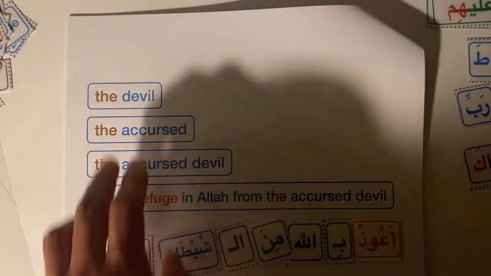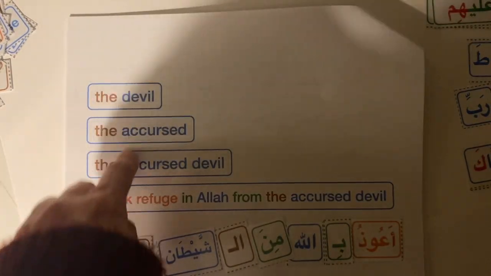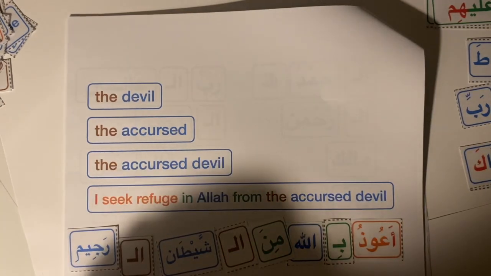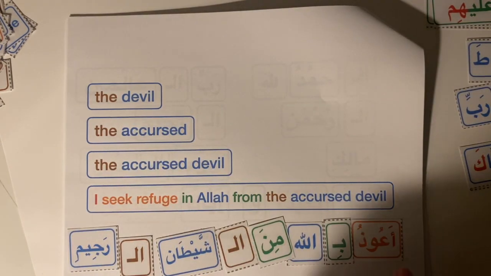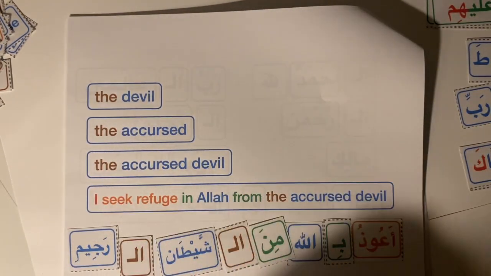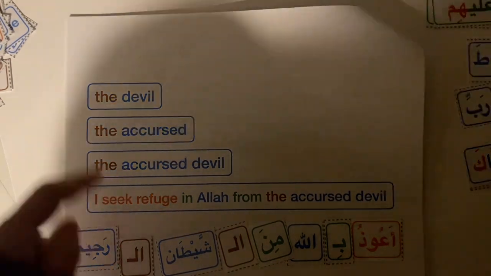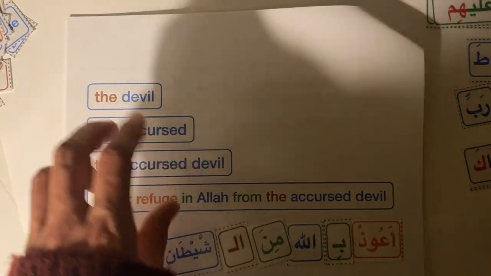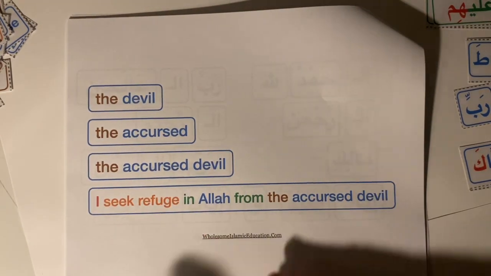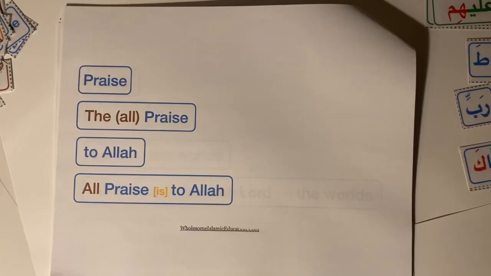Some students just don't work on the upper part and they just work on the last part of the page. I seek refuge in Allah from the accursed devil, because they know the translation of ta'awudh, and then they just put it together. No, make sure that the students work from the top to the bottom. This way, they will get to understand the different phrases in each ayah.